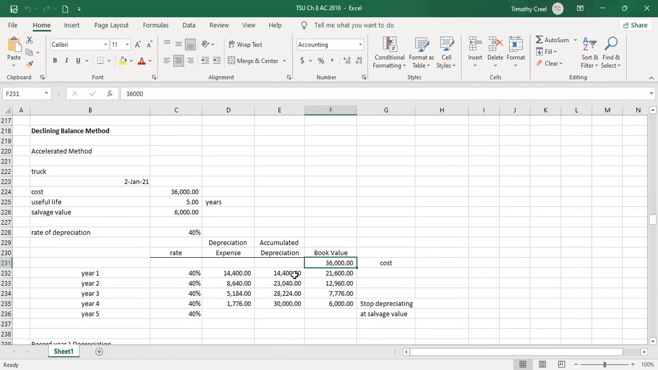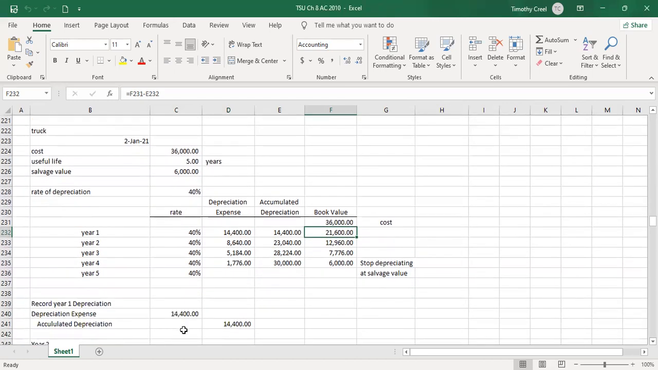We would start with that, and take that times 40% in year 1, and we would get depreciation expense of 14,400 in year 1, and accumulated depreciation of 14,400 in year 1, which would then give us a new book value of the cost minus accumulated depreciation of 21,600 at the end of year 1.